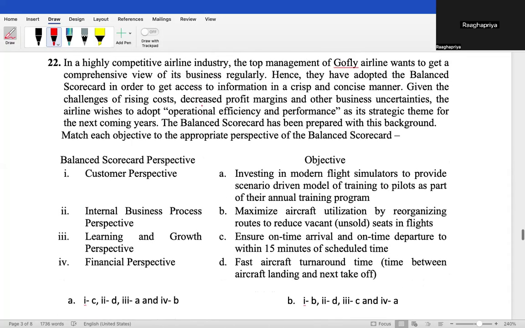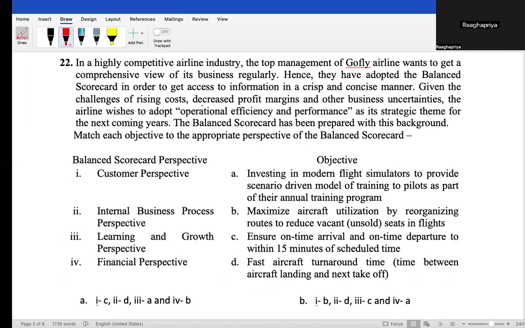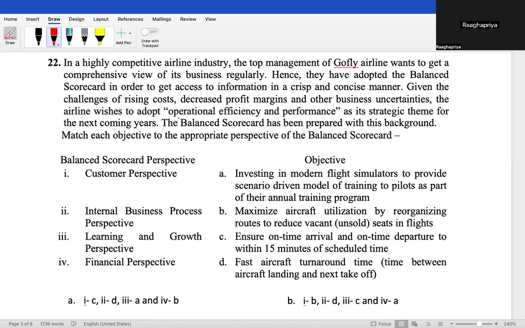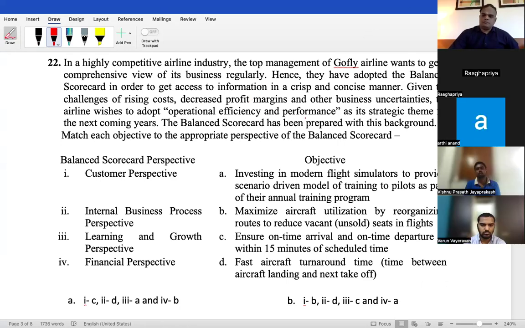Question 22. In a highly competitive airline industry, the top management of Gulf Airline wants to get a comprehensive view of its business regularly. Hence, they have adopted the balanced scorecard in order to get access to information in a crisp and concise manner. Given the challenges of rising cost, decreased profit margins, and other business uncertainties, the airline wishes to adopt operational efficiency and performance as its strategic theme for the coming years. The balanced scorecard has been prepared with this background. Match each objective to the appropriate perspective of the balanced scorecard.